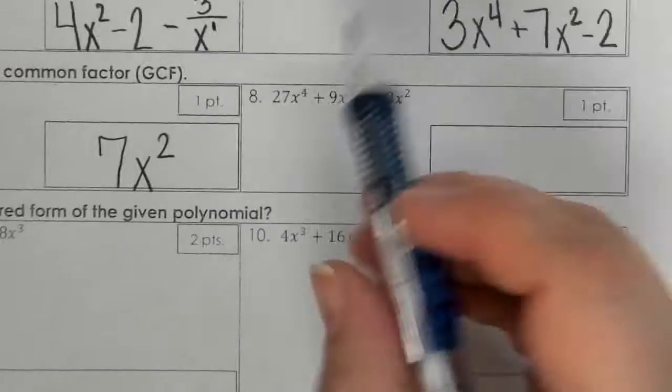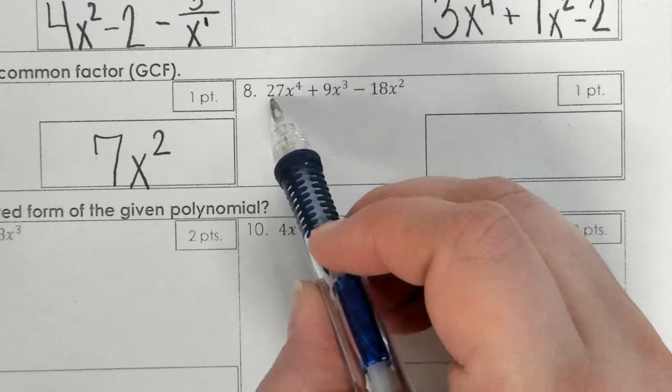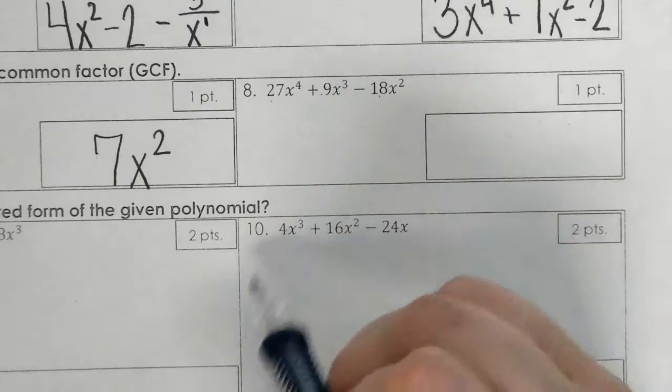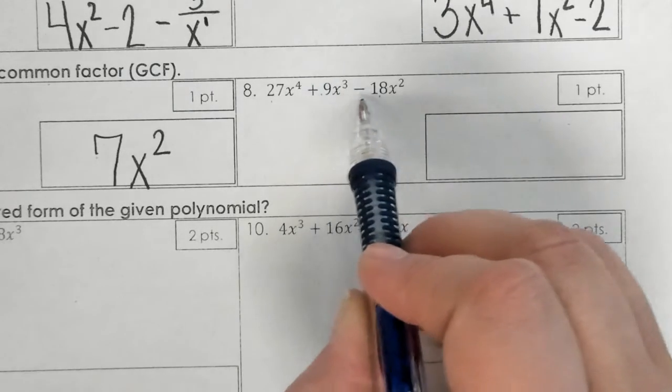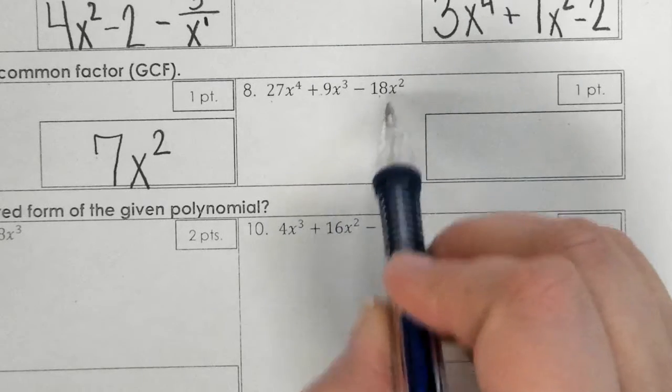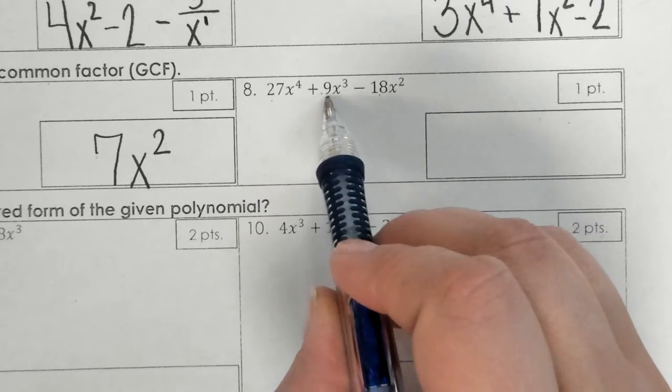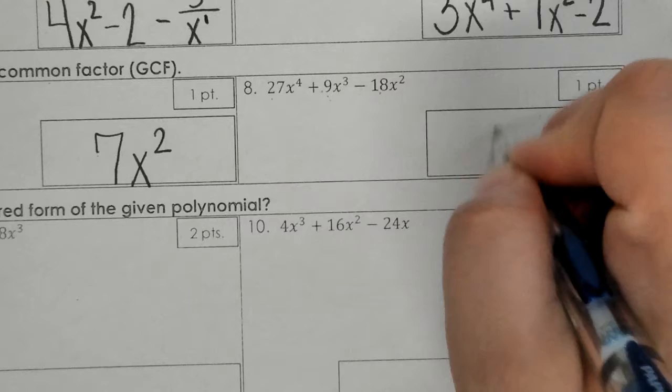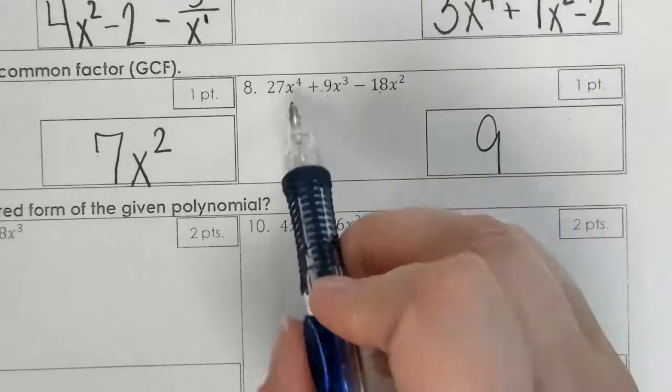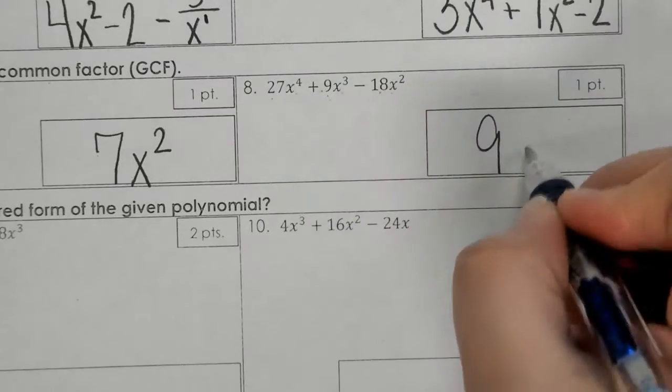In number 8, 27, 9, and 18. Well, I know that 3 can go into all of those as well as 9, and 9 is greater than 3. So I'm going to pick 9. And the smallest x I have is x squared.